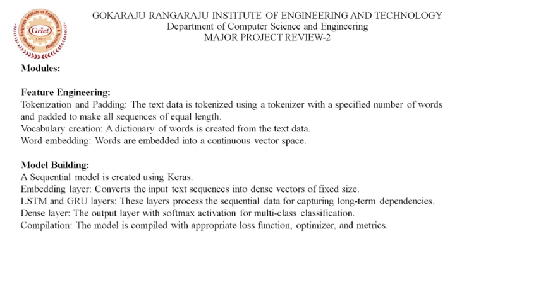Feature engineering. The text data is tokenized into numerical sequences using a tokenizer, and padding is applied to make all sequences of equal length. A dictionary of words is created from the text data to understand the vocabulary size. Words are converted into dense vectors of fixed size. This step helps capture the semantic meaning of the relationship between words.